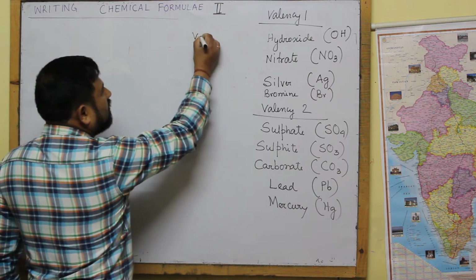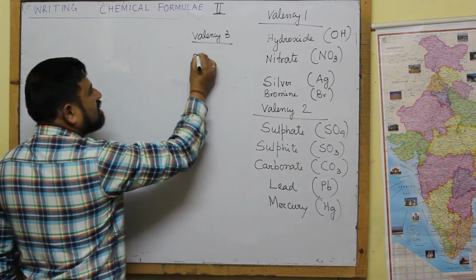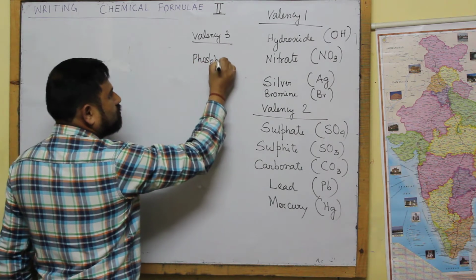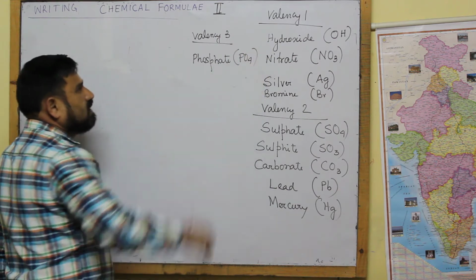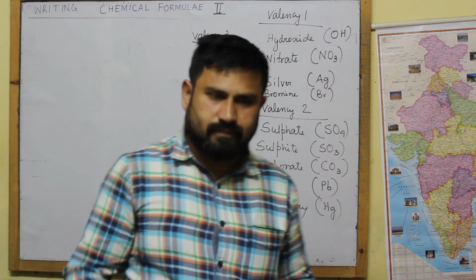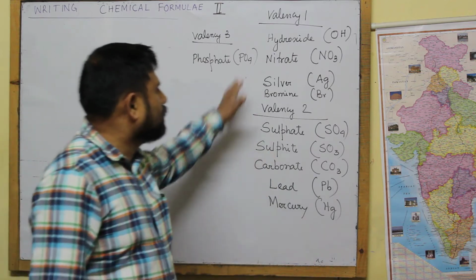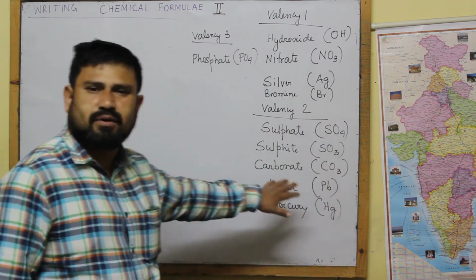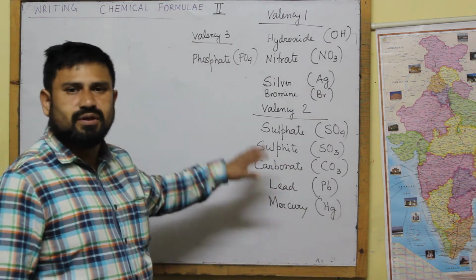Valency 3, very few have. One such example which you should remember is phosphate. So if PO4 comes, that has a valency of 3. Other than this, there are a few more valencies we don't need, but these are common ones which you will come across very, very often. So these valencies you should always tend to remember.